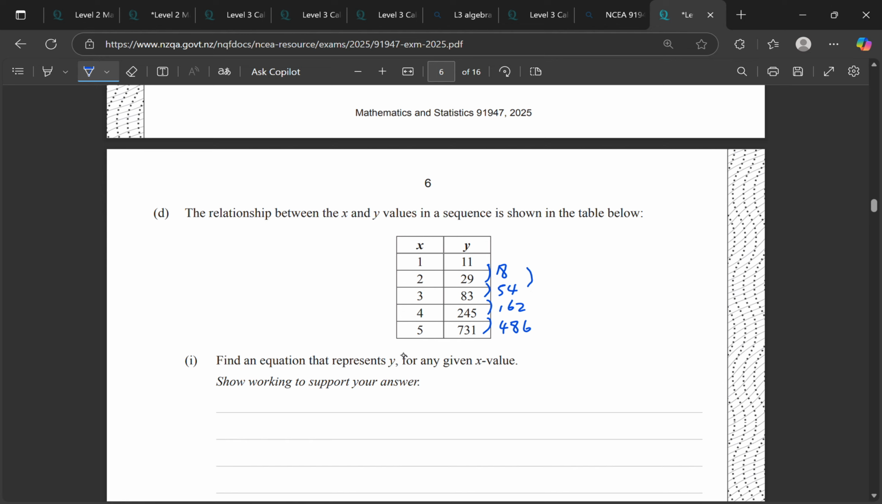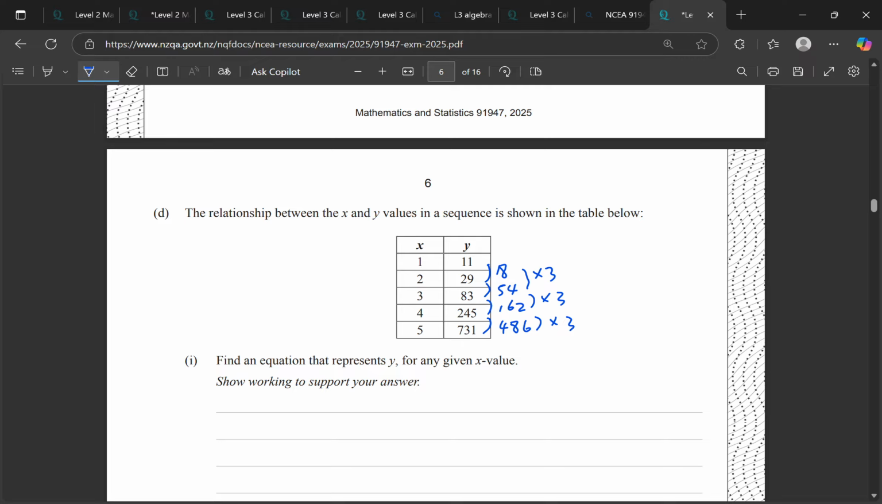Do you see, 54 divided by 18 gives you 3, and 162 divided by 54 is 3 as well. So I'm saying 18 times 3 is 54, 54 times 3 is 162, and 162 times 3 is 486. This gives me the idea of an exponential graph. So it is an exponential equation. Okay.